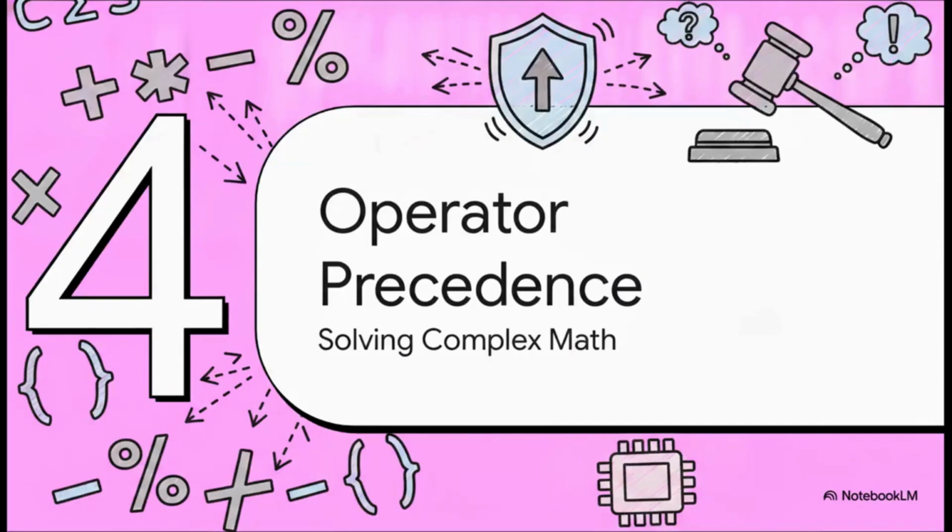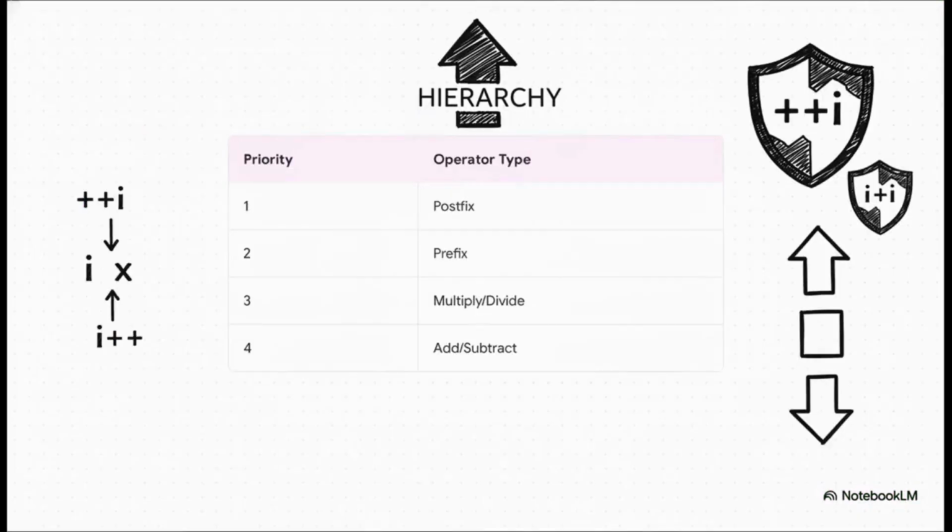Section 4. Operator precedence traps. Solving complex expressions correctly. Now, consider the hierarchy. We're not in standard math class anymore. Postfix operators, that lazy increment we just talked about, actually beat out prefix operators, and both of them beat standard multiplication and division, which in turn beat basic addition and subtraction. It's a whole new order of operations.